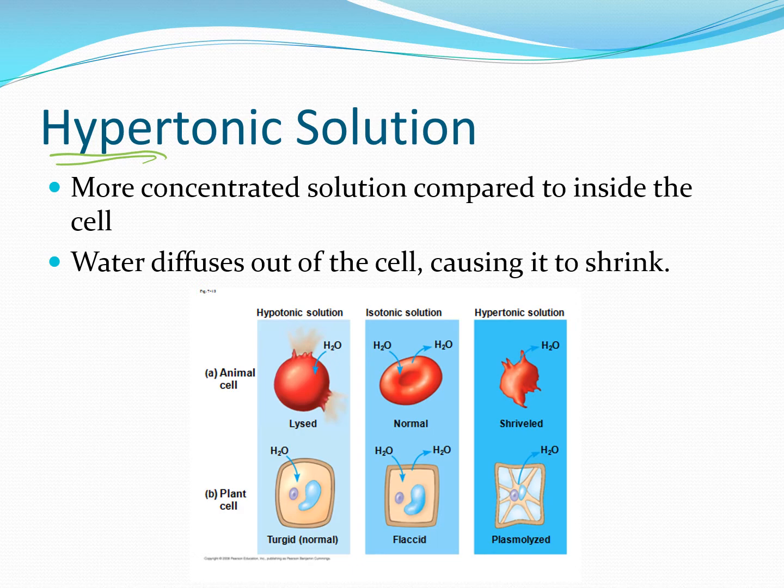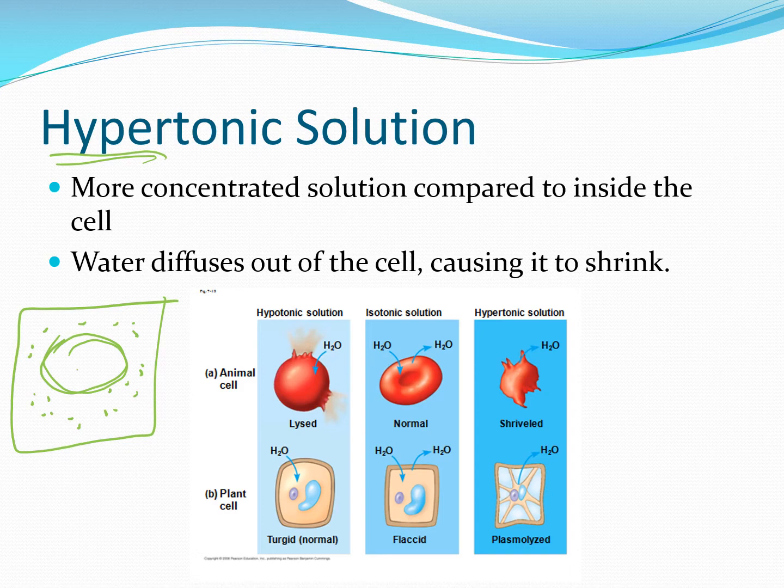So let's say this is our cell, and this is the container it's in. What happens is that it's more concentrated on the outside. There's more stuff on the outside compared to the cell itself. So what's going to happen is that water will leave the cell, and unfortunately when that happens, the cell will shrink or shrivel up.